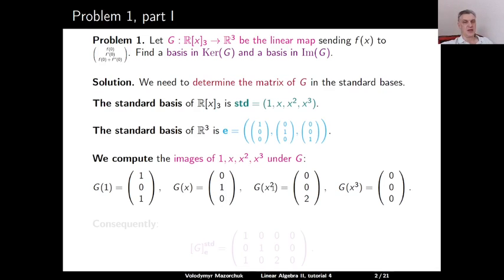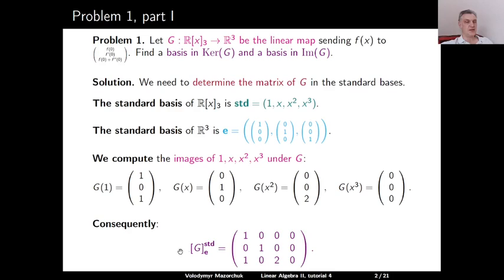G of x squared. So here we have 0 to the power 2, which is 0. Here we have 2x for x equal to 0, which is 0. And here we have 0 to the power 2 plus 2 evaluated at 0, which is 2. So G of x squared is 0, 0, 2. And G of x cubed: the value of x cubed at 0 is 0. The derivative is 3x squared, the value at 0 is 0. And here we have 0 plus the second derivative, which is 6x, also 0 at 0. So G of x cubed is 0, 0, 0.